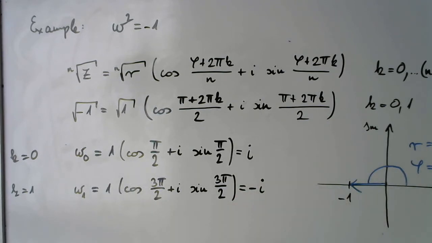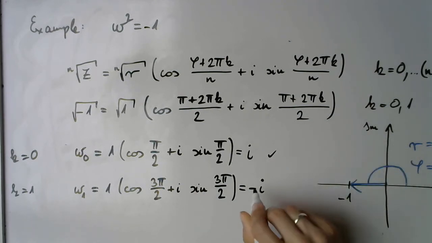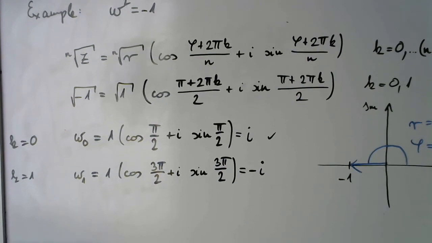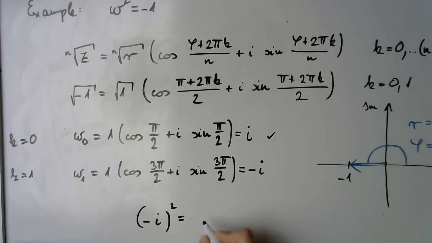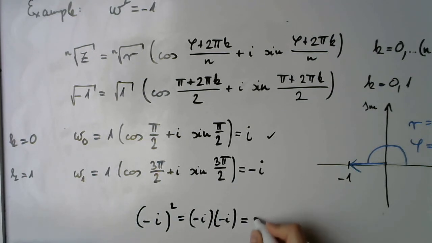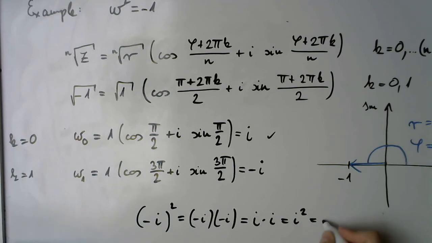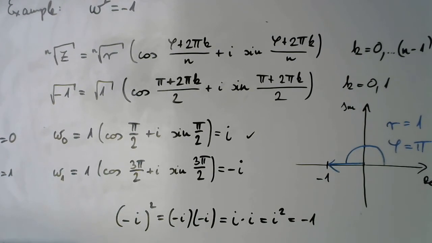First, w0. i squared is by definition -1, so this we are sure is correct. Negative i squared, well, let's calculate it, shall we? Negative i squared is negative i times negative i. Negative times negative is positive, so this is i times i, which is i squared, by definition, negative 1. So this was example 1, and we will move on to example 2 in the next video.